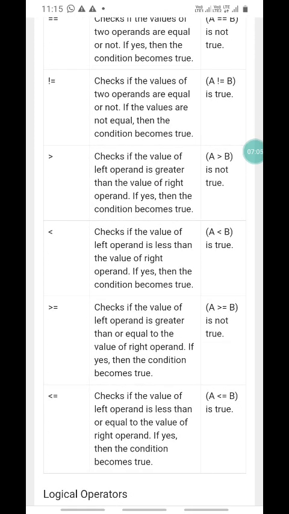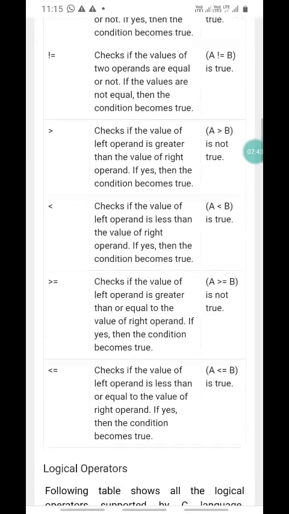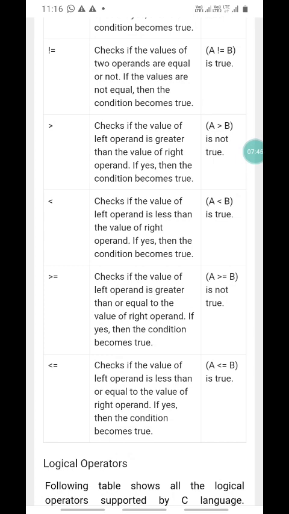Then, similarly, the less than operator. It checks if the value of the left operand is less than the value of the right operand. If yes, then the condition becomes true. For example, A is less than B, where A is 10 and B is 20. So this condition is true, because 10 is less than 20. The relational operator checks the condition whether it is true or not.